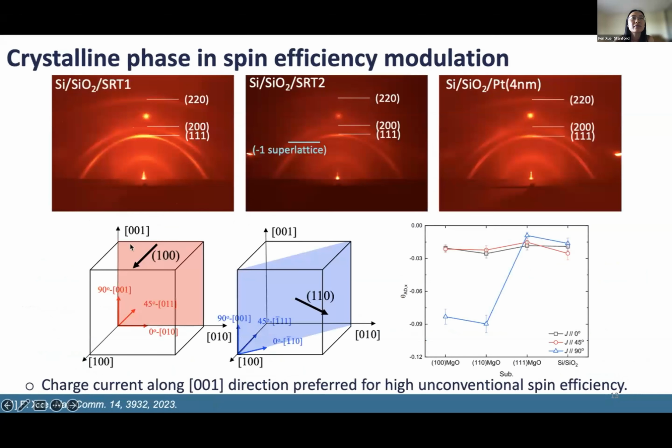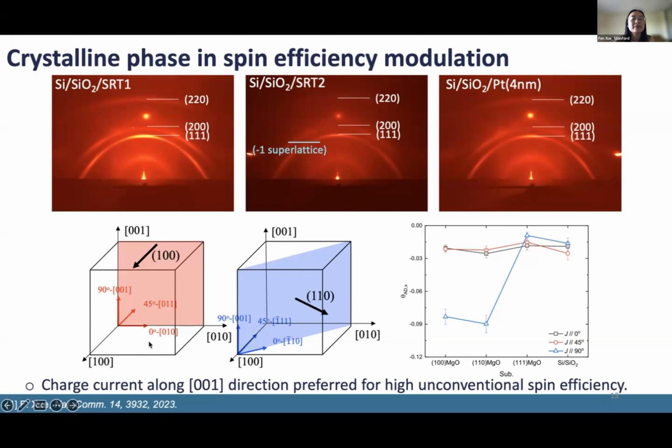Another thing is the crystalline phase in the spin efficiency modulation. We did use 2D XRD to detect the peaks of different multilayers sputtered on amorphous silicon oxide. In SRT2, we did find one extra peak from the superlattice of Pd/cobalt, which means it could contribute to the high Y spin polarization efficiency, but probably it doesn't matter for the unconventional spin efficiency.